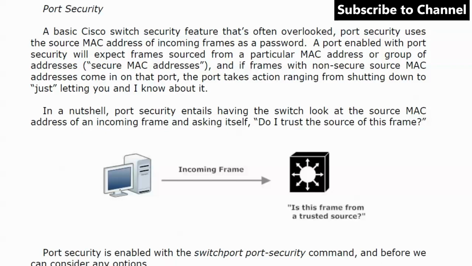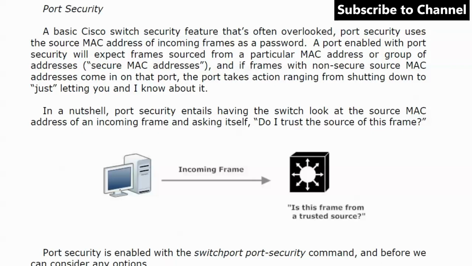It's what we have right on the board. You've got frames coming in on a port, and the switch asks itself, is this frame from a trusted source? That's it. That's port security. Now, of course, we have a few options we've got to know about, but this is what's going on. And of course, the decision there is, how do we decide if it's from a trusted source or not?